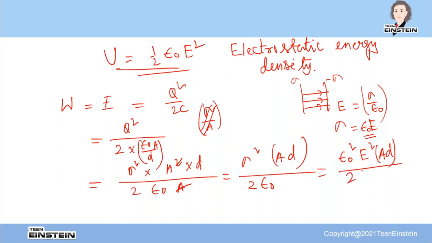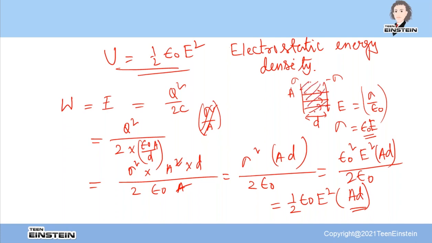The parallel plate capacitor has area A and separation D. So this is nothing but the volume under this capacitor, the volume of the capacitor. That means the work done, or the energy you see here now, is the total energy in that volume of the capacitor.